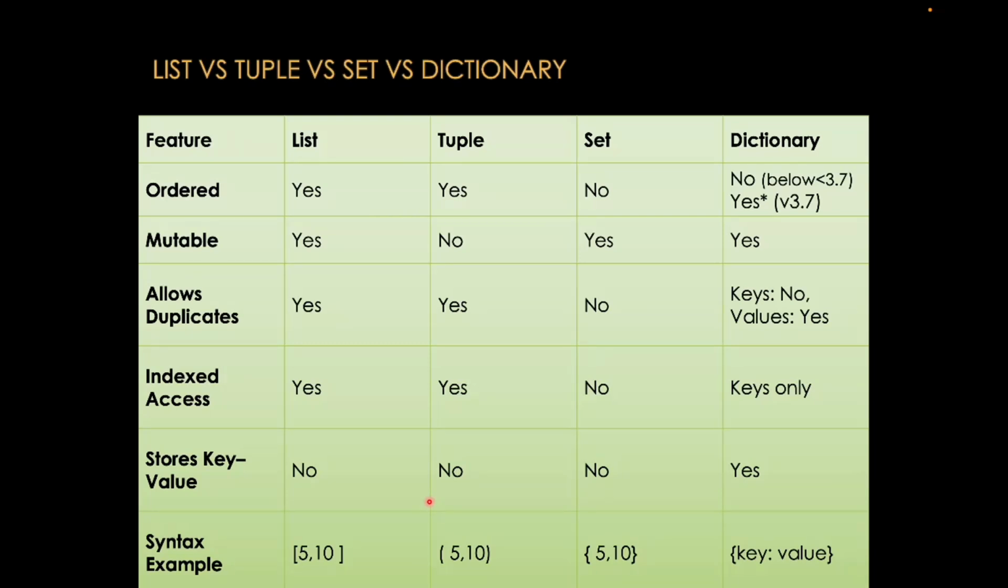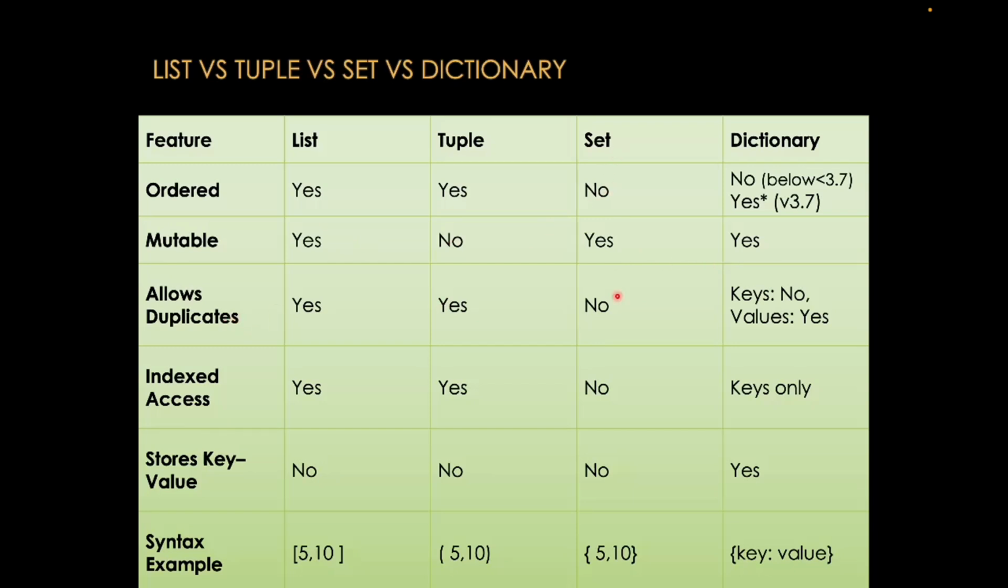We have seen list, tuple, set and dictionary. Let's summarize what the differences between these are. List and tuple are ordered. Set is not ordered. Dictionary, from version 3.7, is ordered. Before that it was not. Tuple is not mutable, whereas the others are mutable.